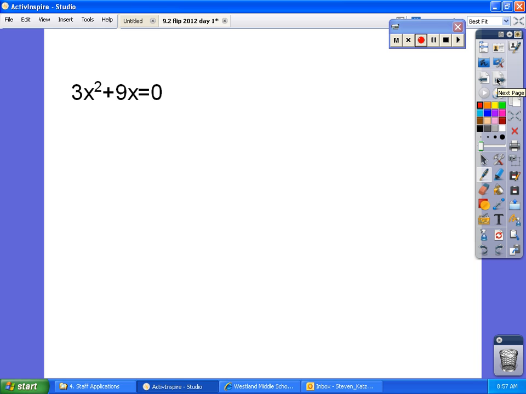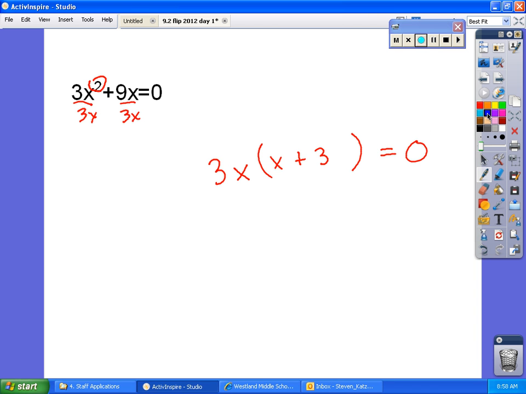Try this one on your own. Pause the video, try it, and then watch. All right. So hopefully you noticed that it was a quadratic, so you can't solve it the normal way. You're going to have to factor it by doing the greatest common factor. So the greatest common factor should have been 3x. So inside, when I divide each of these by 3x, I'm left with x plus 3, which equals 0. So I factored it and it equals 0.